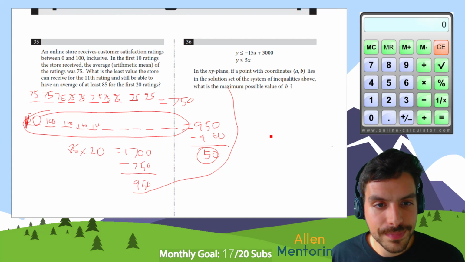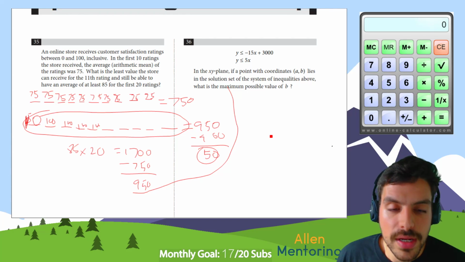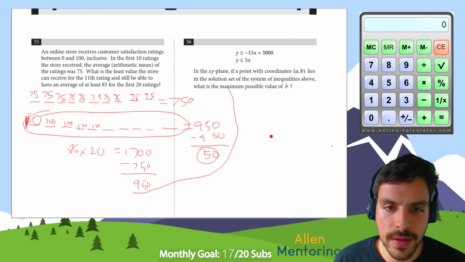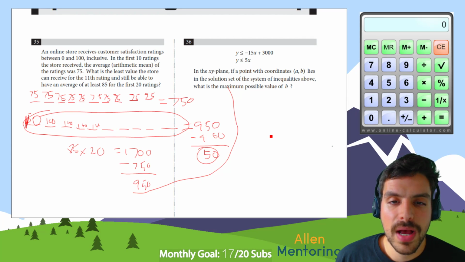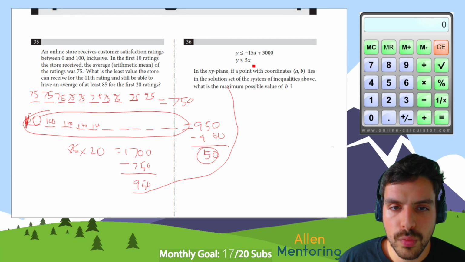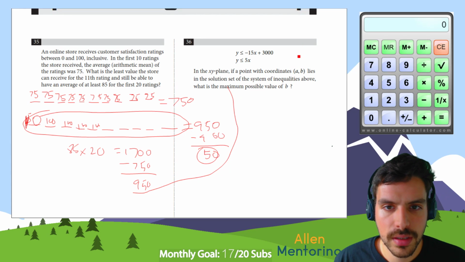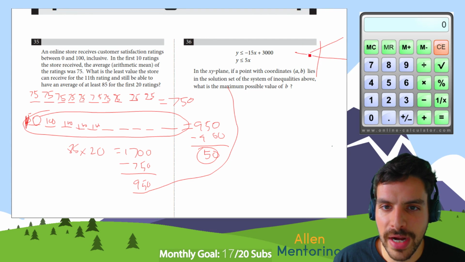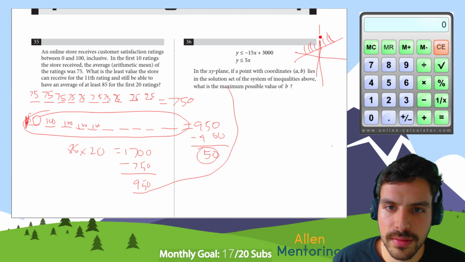Okay, 36. In the xy plane, if a point with coordinates a, b lies in the solution set of the system of inequalities above, what is the maximum possible value of b? Aha. So these are basically two inequalities, right? They'll look something like, I don't know, just randomly if I was to draw them. And then maybe one has something like this, another one has something like that.